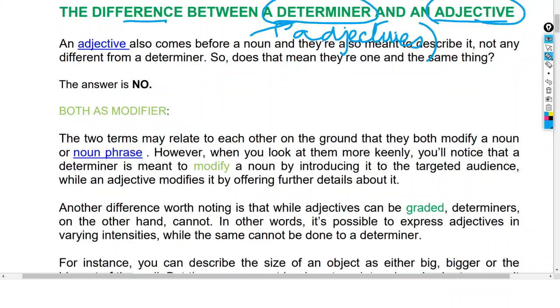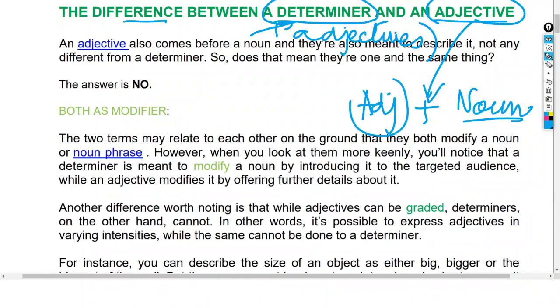So here we will see that when there is a noun, before the noun, what comes? The adjective comes, and the function of this adjective is to modify, to qualify, to quantify, to demonstrate. Therefore, this is an adjective. Which is an adjective? The determiners are an adjective.